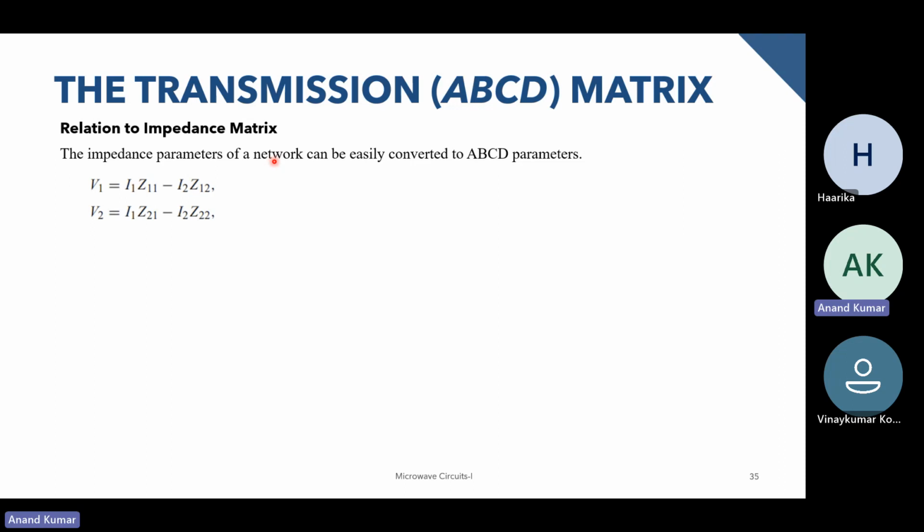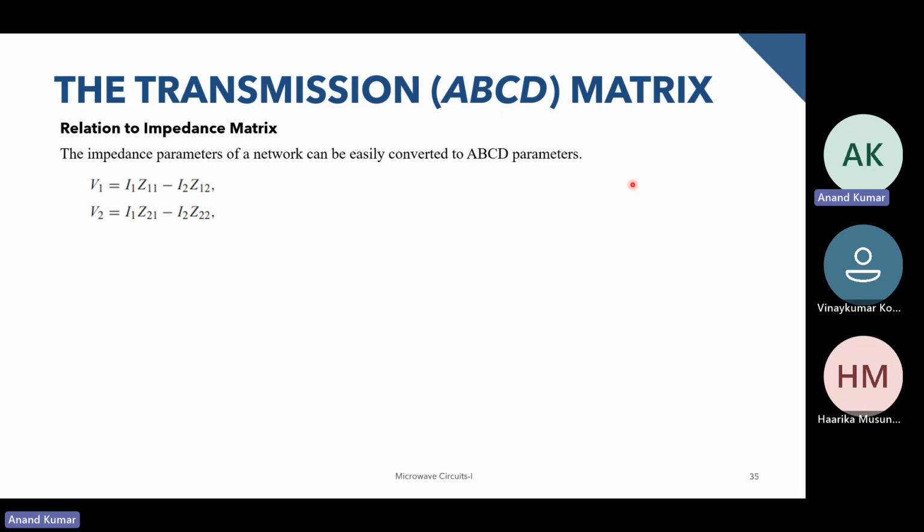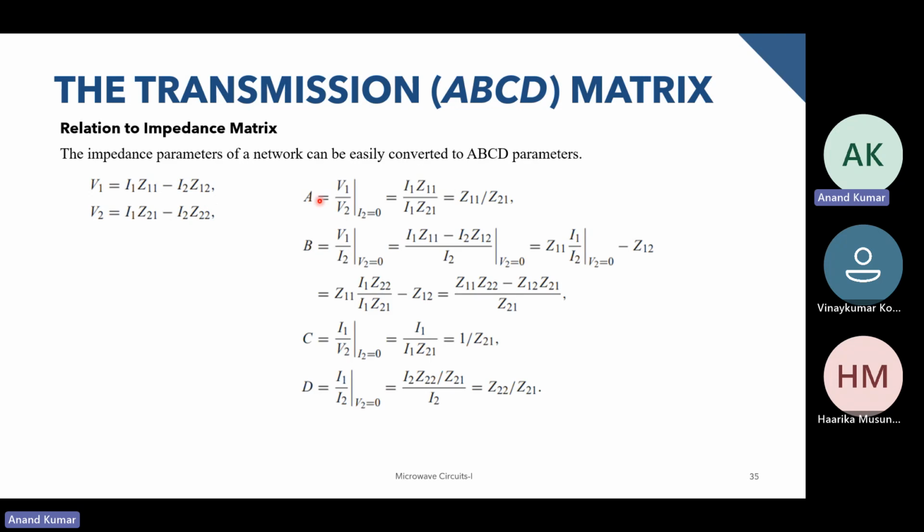Now, as I said before, these matrices can be calculated from each other. So if we look into how the ABCD matrix can be calculated from the impedance matrix, once you know, for example, the impedance matrix, we know that the impedance matrix is given by this relationship, where V1 is equal to I1 times Z11 minus I2 times Z12, and V2 is equal to I1 times Z21 minus I2 times Z22. So this is the relationship, and we know how to calculate ABCD in these cases.